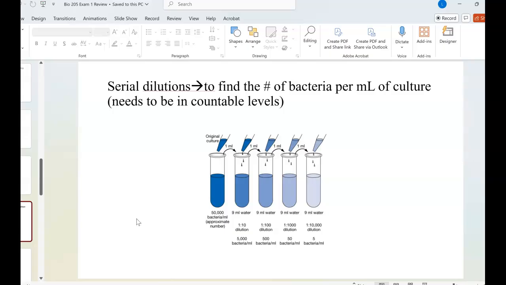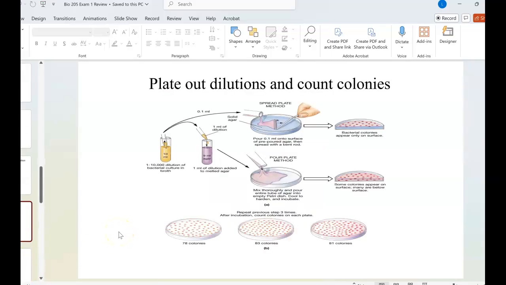This is something that we're going to be doing this semester in a lab. So we want to make sure that we cover all of our bases, which is why we would do several dilutions. Then once we did our dilutions, we would plate it out.